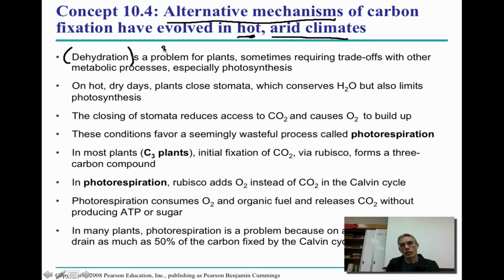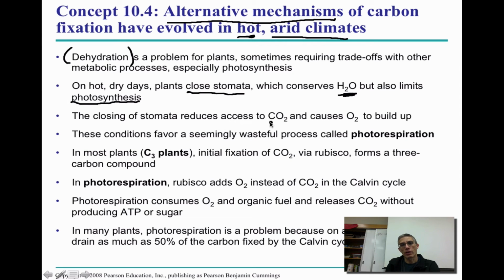And when you have dehydration, the stomata, which are the very tiny holes that you find in the leaves of plants, actually allow CO2 to come in and O2 to leave. But if a plant is exposed to very dry conditions, it's going to do its best to protect itself. And so on hot, dry days, the plants are going to close their stomata. What that does for the plant is it helps them to conserve that very important water. But the problem is it also limits photosynthesis.